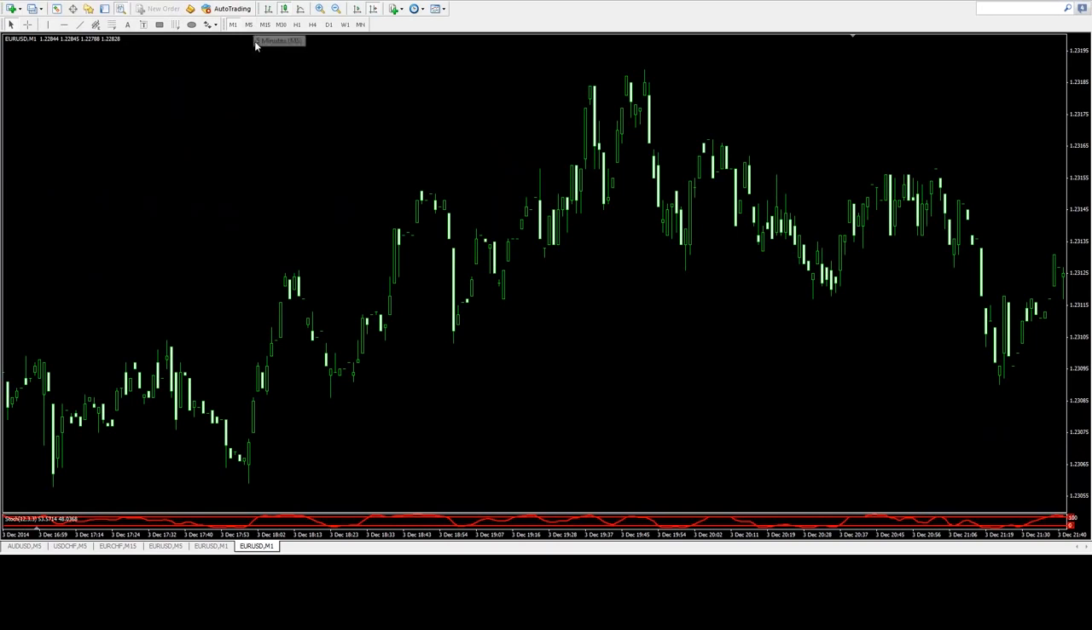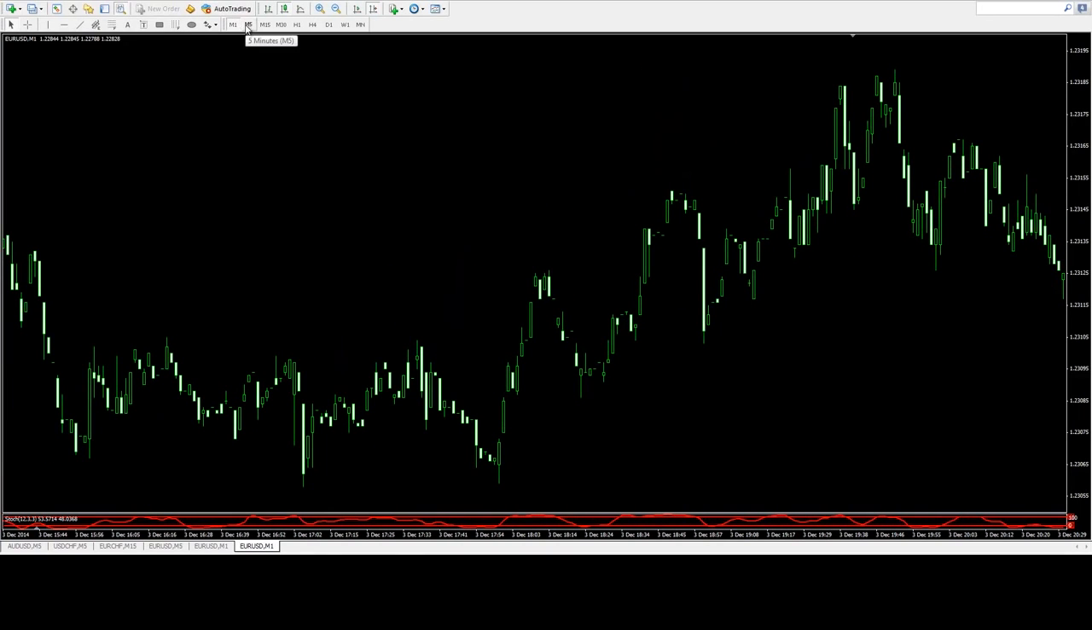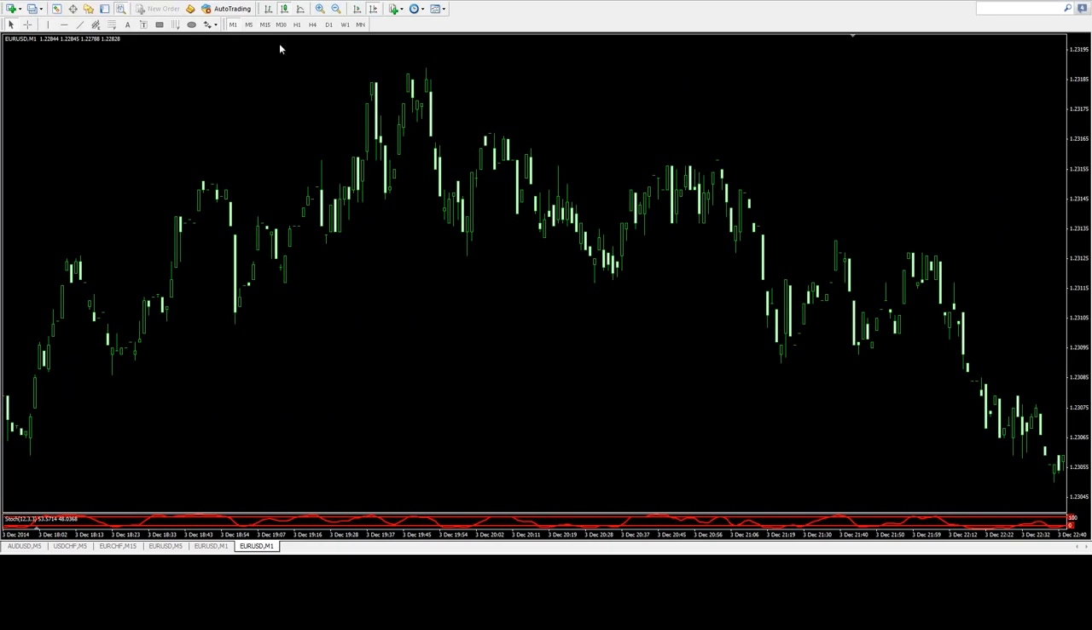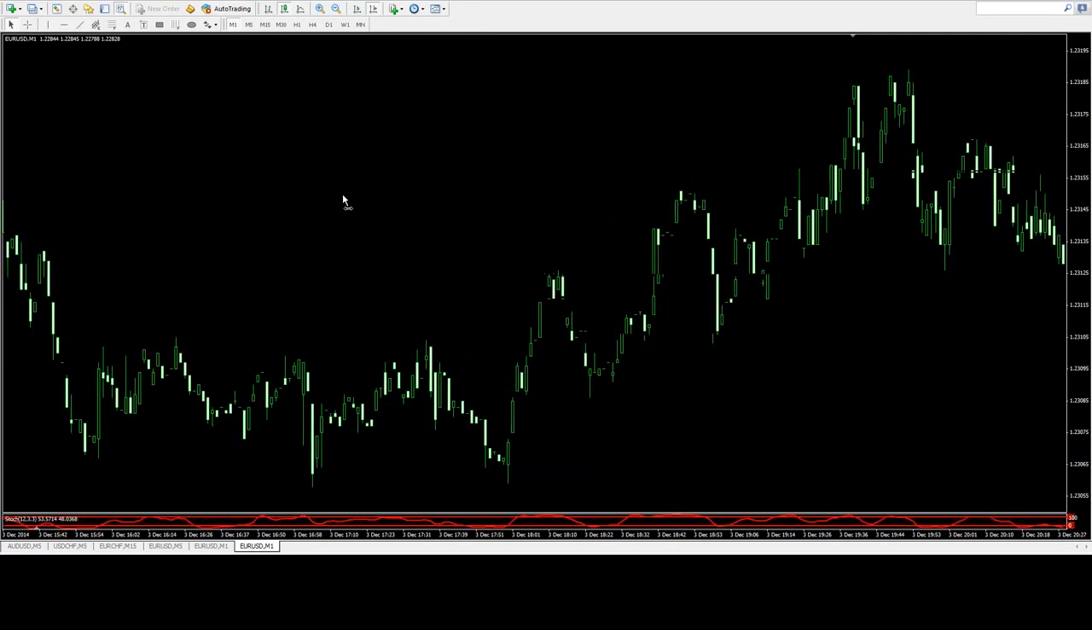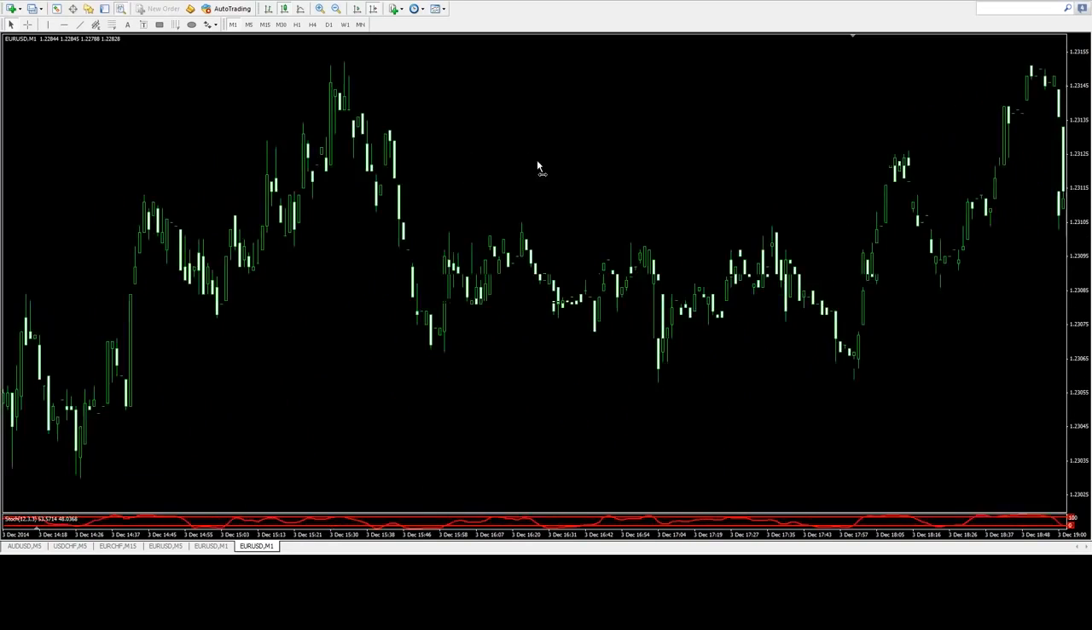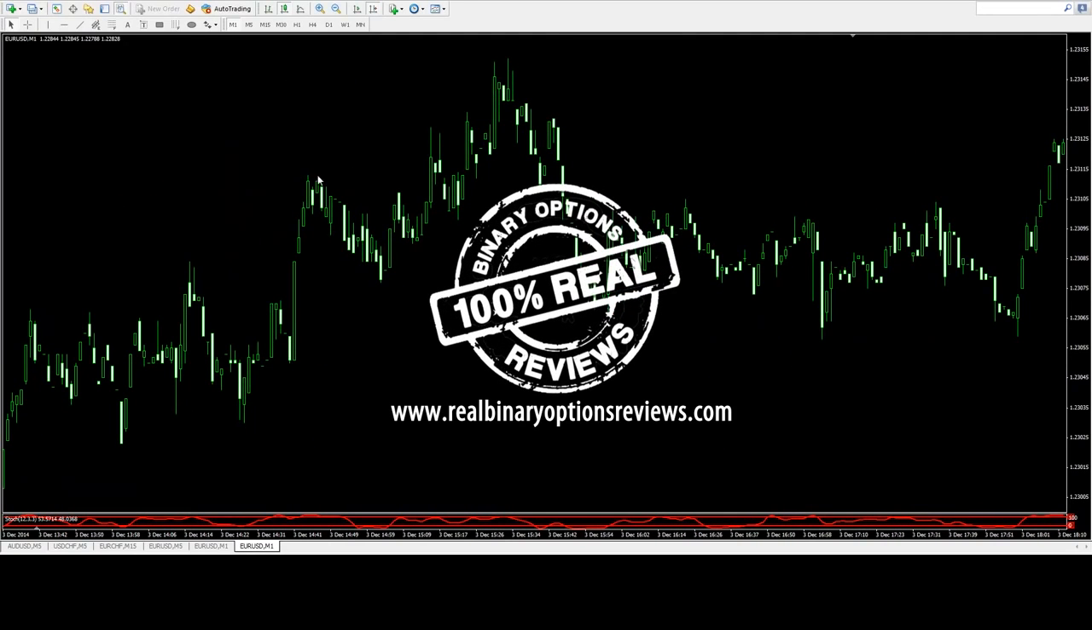Maybe for this purpose we can take a look at how this functions on a 1-minute chart. It also functions on a 5-minute chart. Let's take a look first at the 1-minute chart. Basically, you can apply trend lines on any time frame.